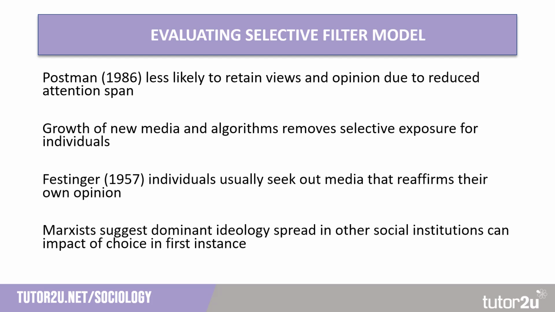Festinger also argues that individuals are far more likely to seek out media that reaffirms their own opinions and views, and this can be seen through newspaper circulations. Finally, there is an issue of cause and effect, with Marxists suggesting that dominant ideology is transmitted through other social institutions, which helps to form the audience's opinions in the first place, which negates the idea of selective exposure. There is an illusion of choice, as many may have been exposed and converted to the dominant ideology of the media before being given a choice of what types of media to consume.